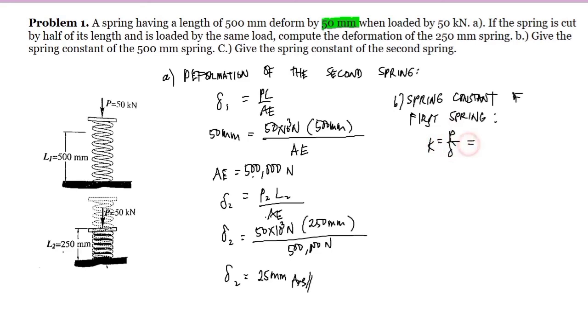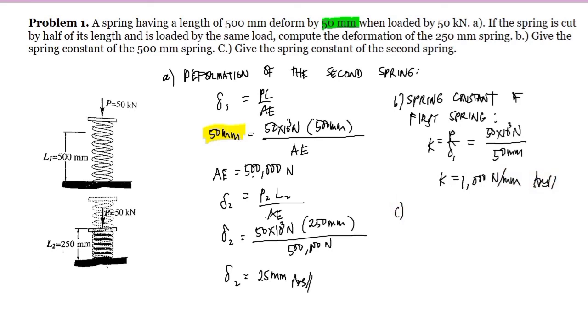and P is equal to the load, that is 50 times 10^3 N, over the deformation, and that deformation is equal to 50 mm. So we have over 50 mm, and that would give us the spring constant of the first spring, which is equal to 50 times 10^3 divided by 50, and that is 1000. The unit is Newton per mm, and this is the answer for the second situation.